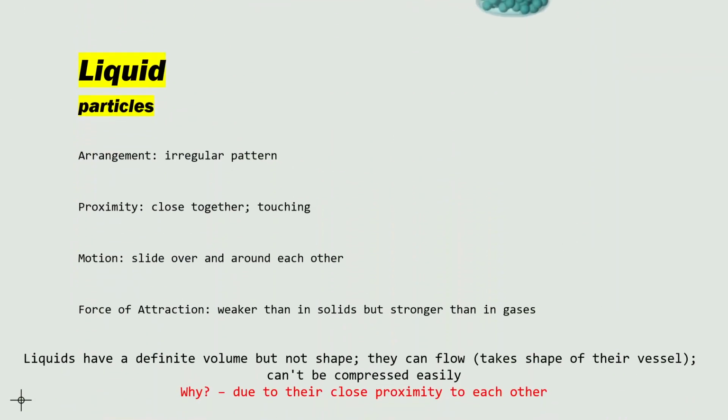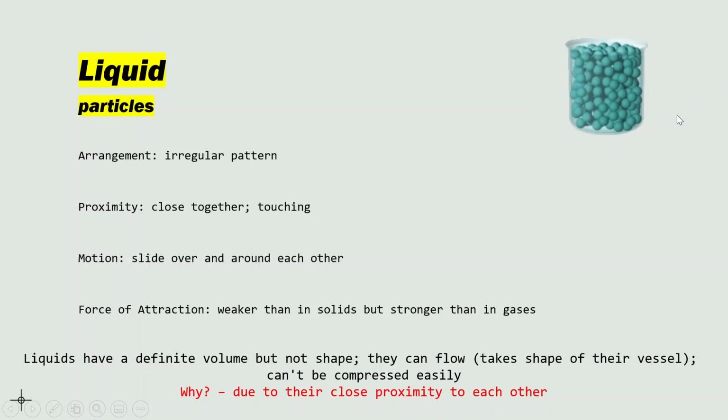Now let's look at the liquid, and here comes the liquid. And if you look at the arrangement of the liquid, you will see that they have an irregular pattern. You can't really pick out any rows. Maybe right here you would see a row, but it's not straight. See, they're all jumbled together. There's no real structure to it. You understand? So you would say that the arrangement of these particles are irregular. They form an irregular pattern.